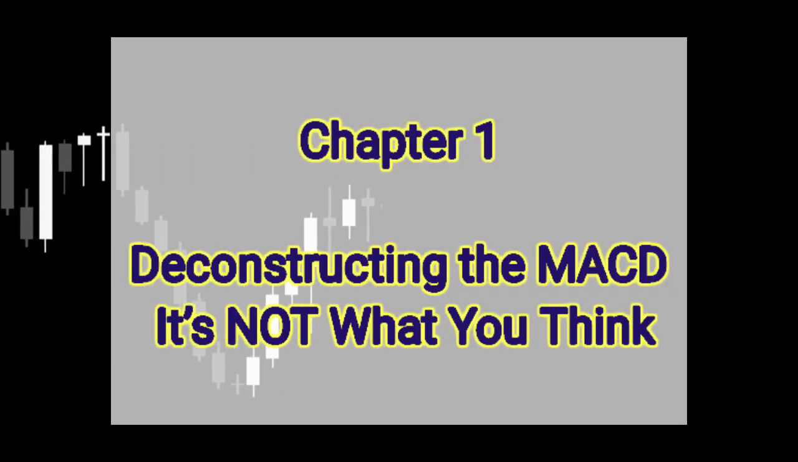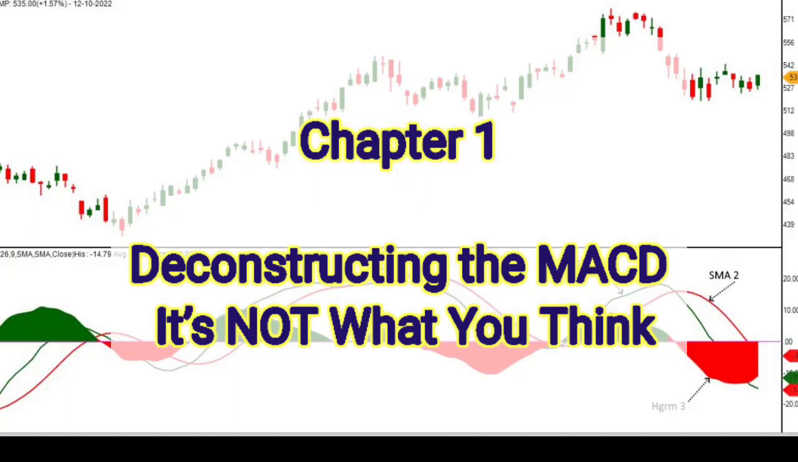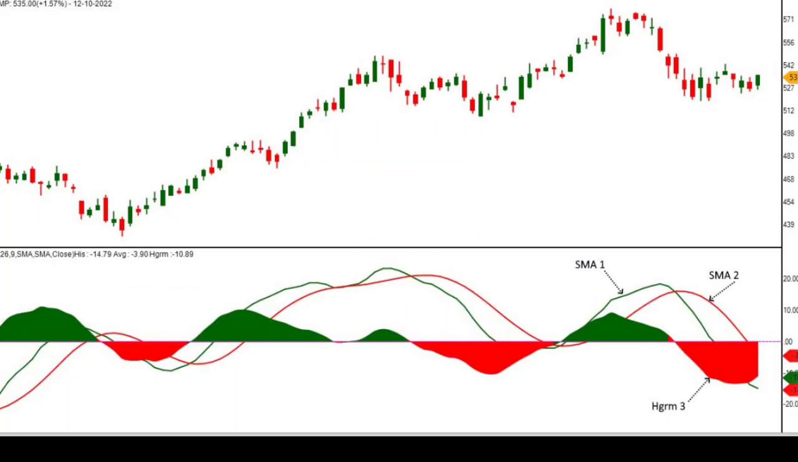Chapter 1. Deconstructing the MACD. It's not what you think. First, we need to rebuild your understanding. The MACD, Moving Average Convergence Divergence, is not a magic buy-sell button. Created by Gerald Appel, it's a momentum oscillator that shows the relationship between two exponential moving averages, EMAs.